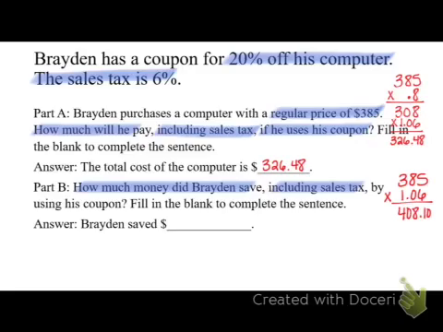$408.10 with tax. If we want to figure out how much he saved, then you're going to subtract the amount that he paid, which is $326.48. So $408.10 minus $326.48 means that he saved $81.62 on the price of that computer.